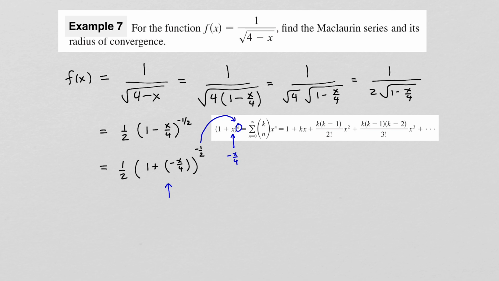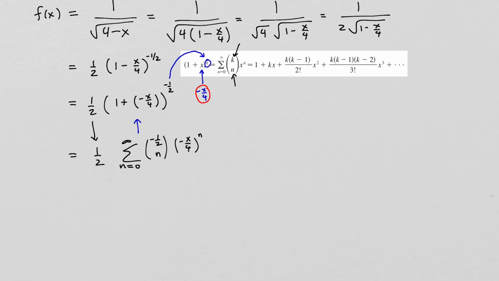So if we do that, this becomes 1/2, right? That's this number, times the series, n equals 0 to infinity, of k, which is negative 1/2, and then we're going to put n down here. I'll explain this in just a second. And then x to the n power. Oops, it's not x to the n power. It is what we are substituting in for x, right? We are substituting negative x over 4. So negative x over 4 to the n power.